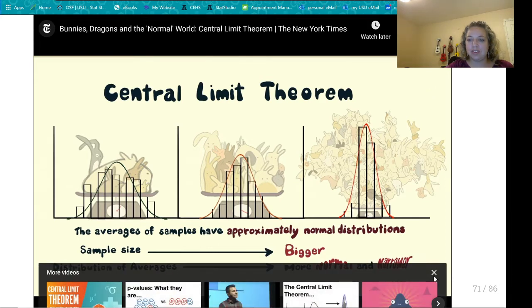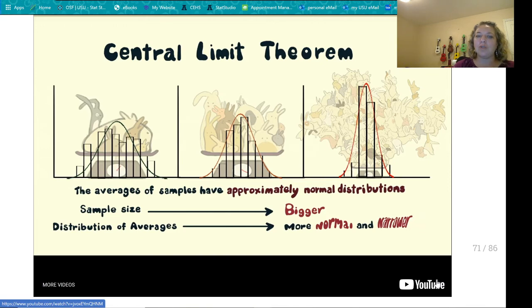Okay, so I'm going to stop that here again. So, even if the population is bimodal or skewed or not normal, the averages of repeated samples will be approximately normal. And the bigger the sample size you take, the more normal that distribution will be, and the narrower the spread.